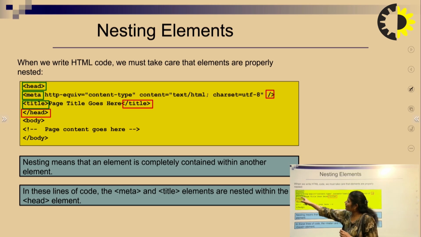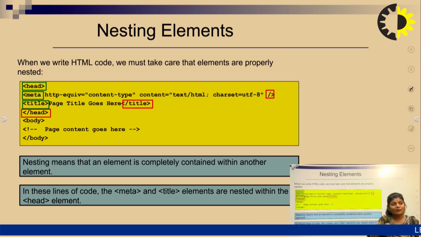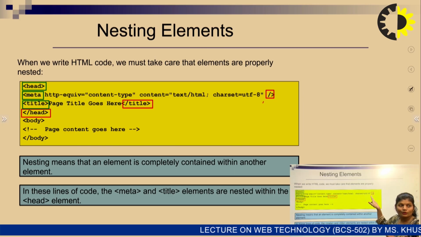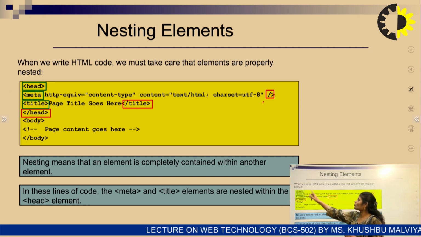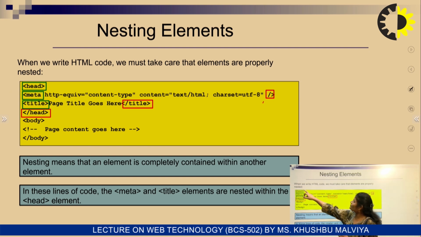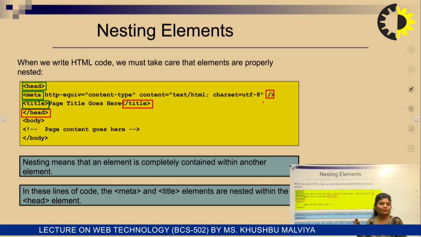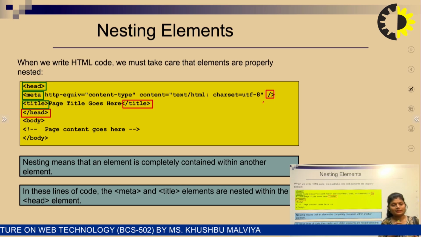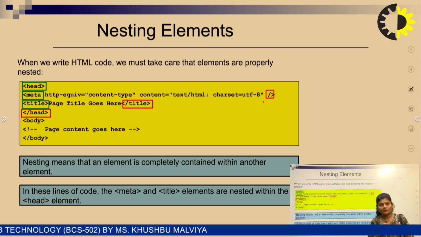So first you are writing the meta tag. You must close the meta tag before the title. The meta tag is a self-closing tag, so we write it in this way. Okay. Then you open title. First close the title and then close the head. So it is properly nested. If you open a tag, then you close that tag.